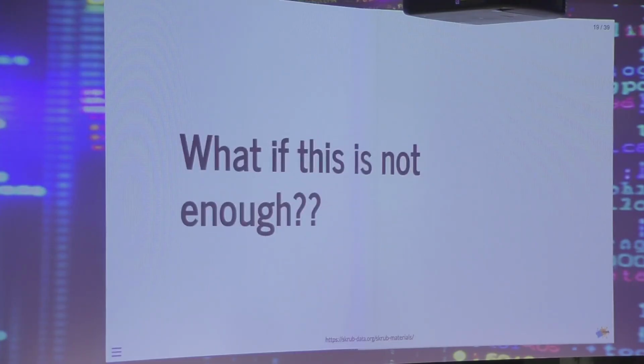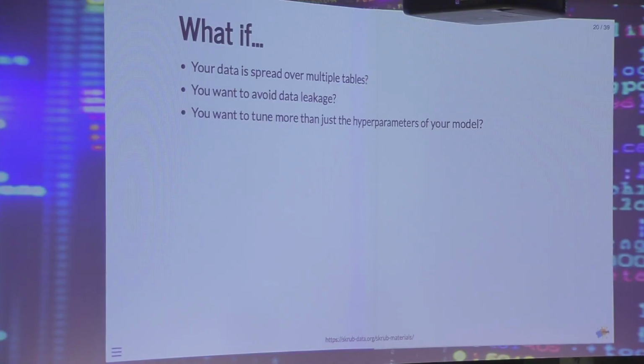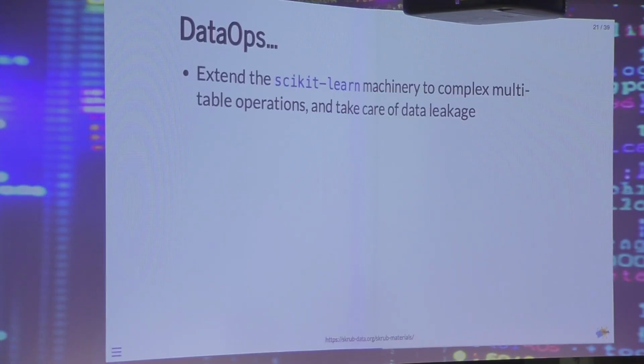However, this is not always enough, because sometimes you have data spread over multiple tables. Sometimes you always want to avoid data leakage. Maybe you want to tune more than just the hyperparameters of your model, and you want to guarantee that your pipeline is replayed exactly on new data. So you have done all of your preprocessing, all of your selection of parameters. You want to make sure that all of those parameters are replayed exactly on new data. So when a normal pipeline is not enough, the Skrub DataOps come to the rescue, because the DataOps extend the scikit-learn machinery to multi-table operations, and they take care of data leakage for you.